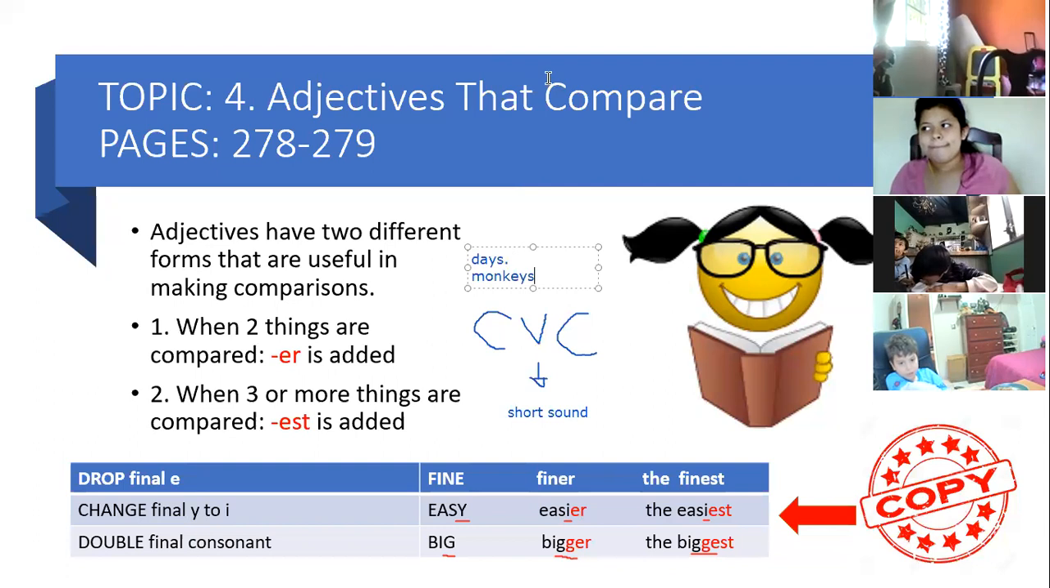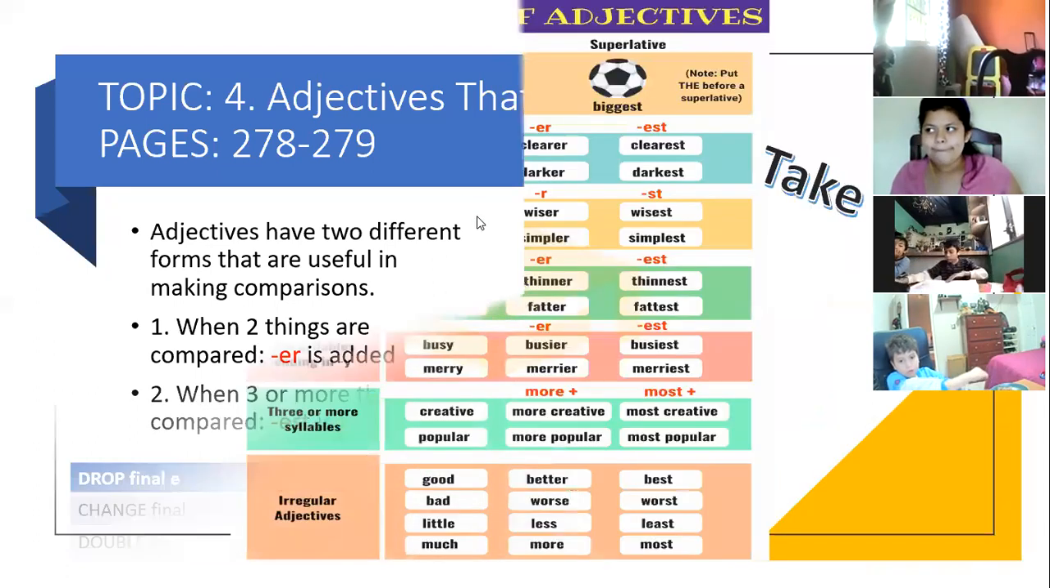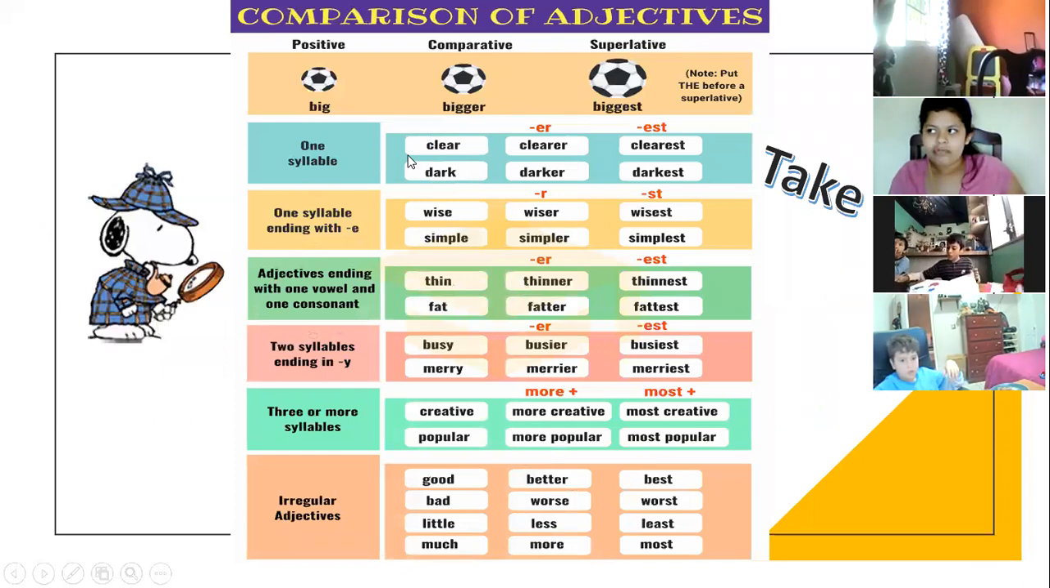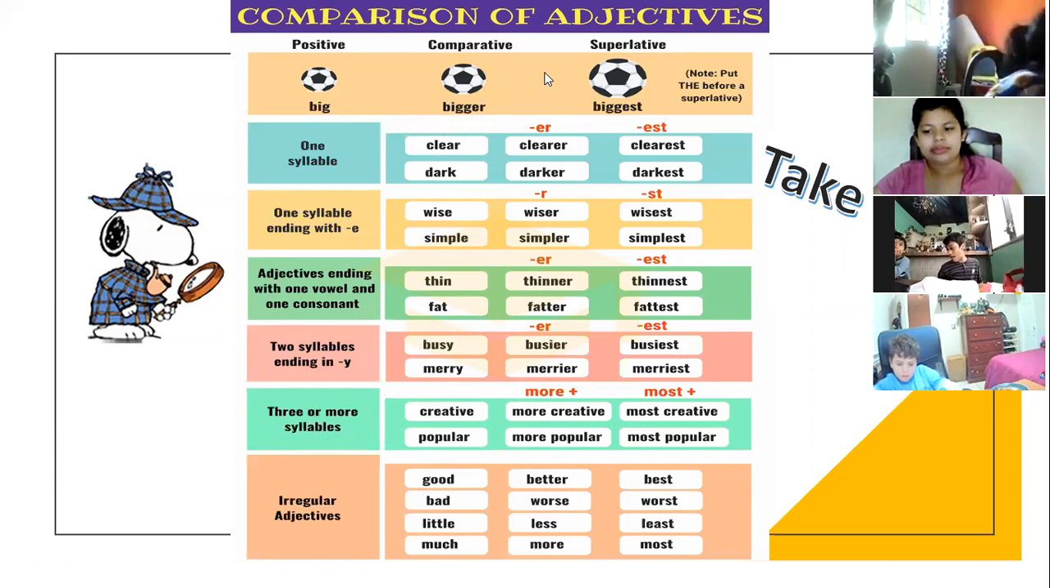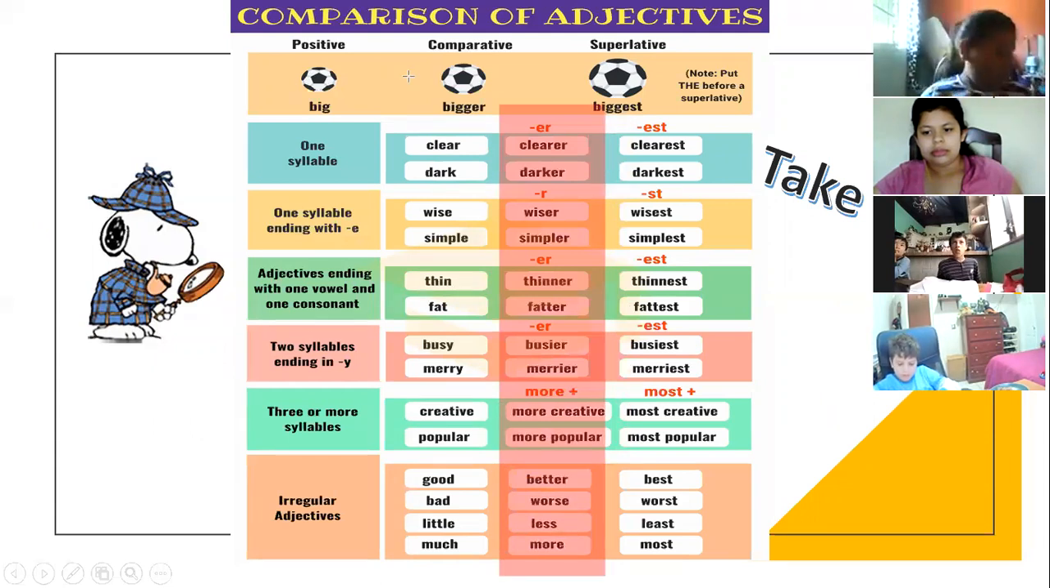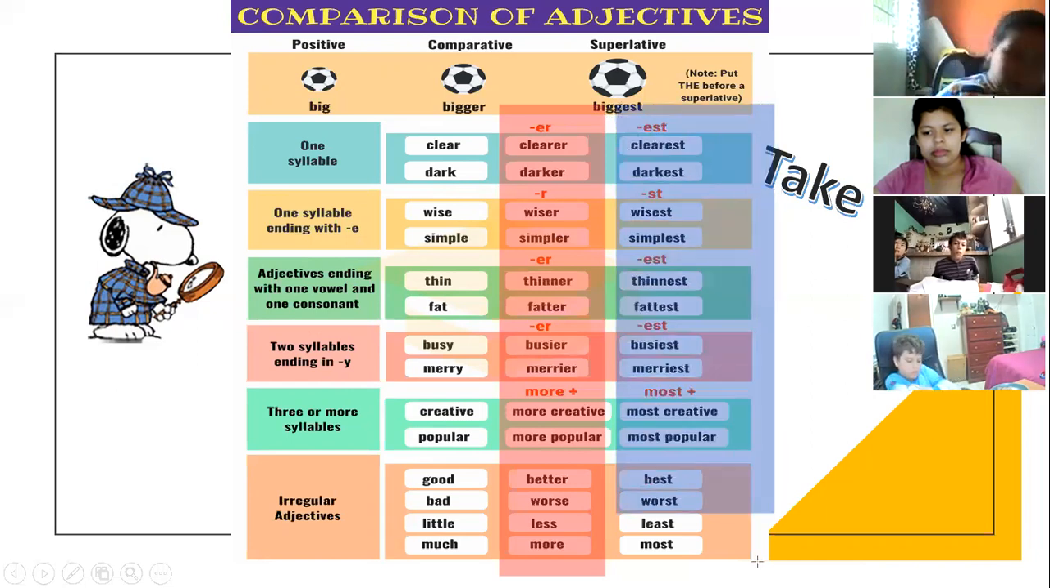Now, let's take a look at the next table. Look at this. One syllable adjectives, one syllable ending with E, adjectives ending with one vowel and one consonant, two syllables ending in Y, three or more syllables, and irregular adjectives. Bigger, okay? We add ER. This is one kind.